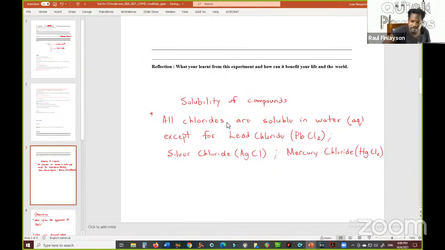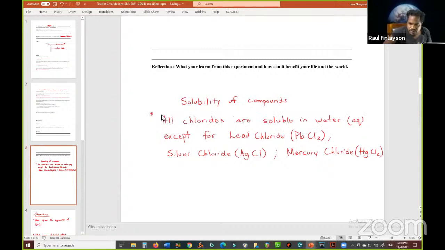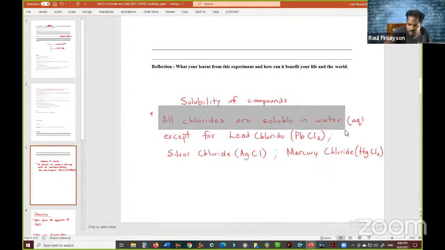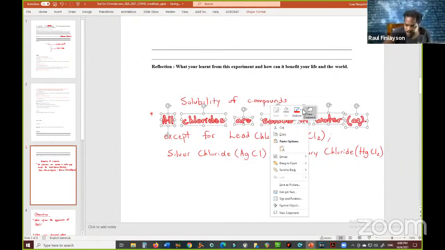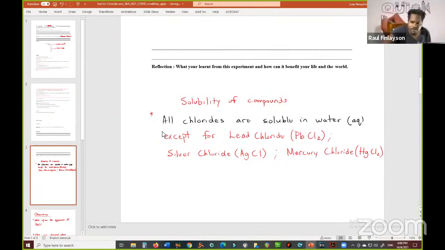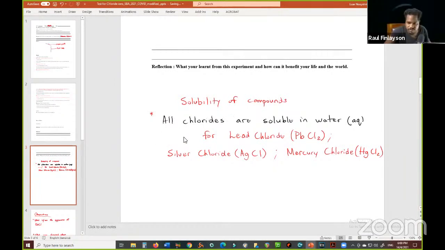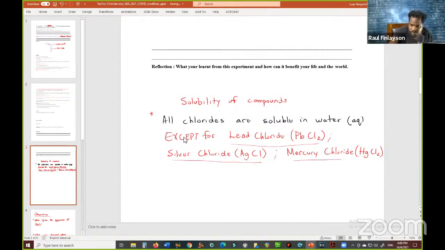So all chlorides, let me see if I can highlight this. All chlorides are soluble in water, and soluble means that it's going to be in aqueous. Let's put this in a different color to separate it from the exception. I'll put this in black here. All chlorides are soluble in water except, probably this should be in caps too, so big and bold here, except for lead chloride, silver chloride and mercury chloride. These three are not soluble in water.